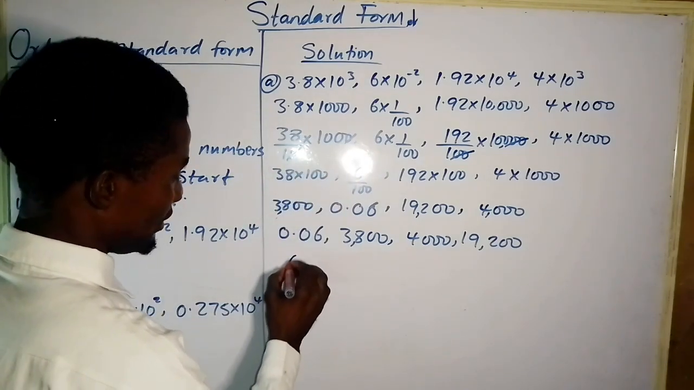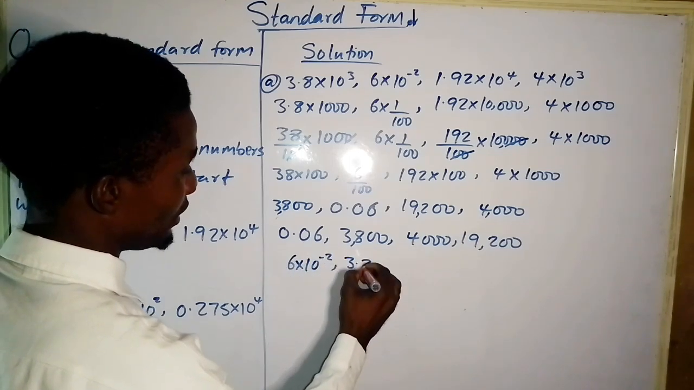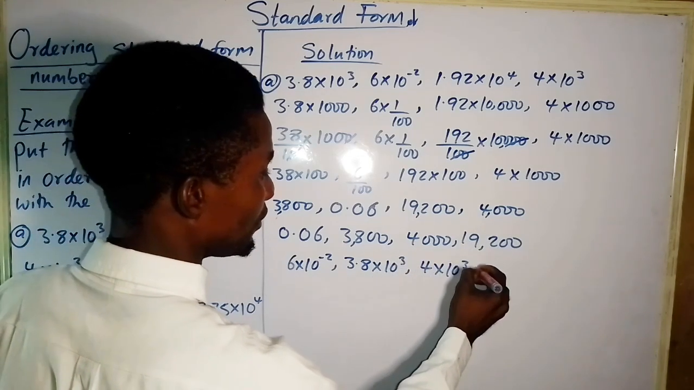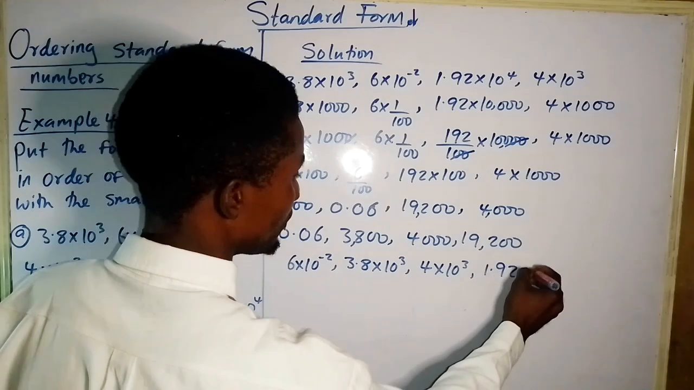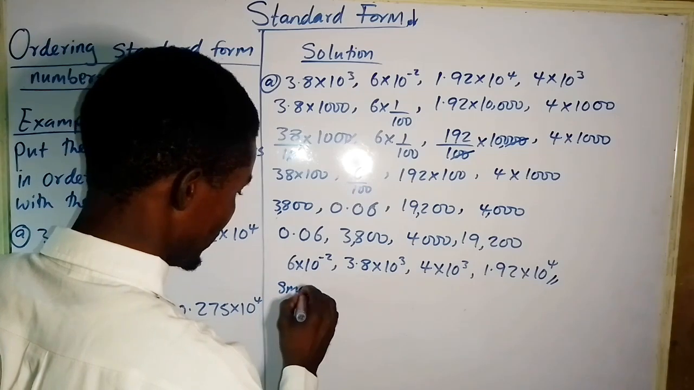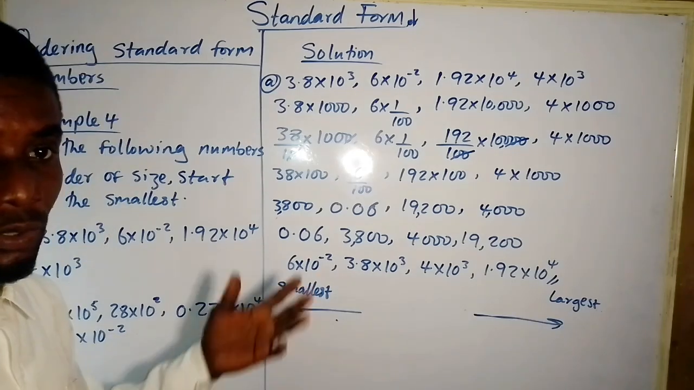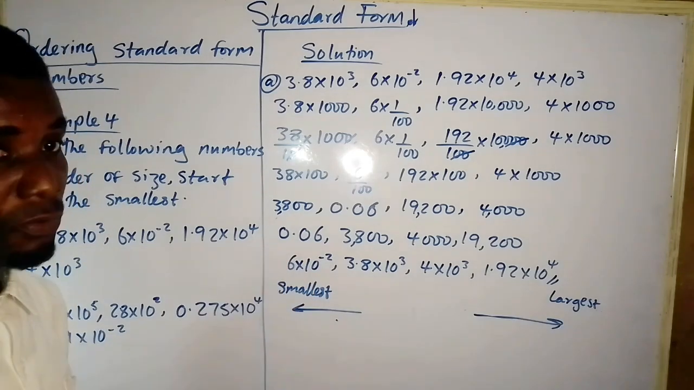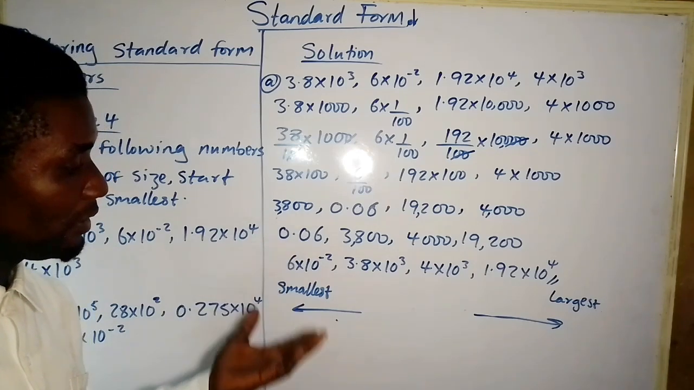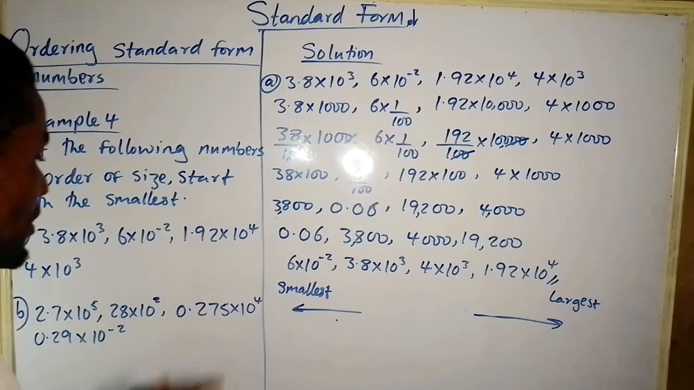So we have 6 times 10 raised to power minus 2, comma, 3.8 times 10 raised to power 3, comma, 4 times 10 raised to power 3, comma, 1.92 times 10 raised to power 4. So this is the answer, smallest to largest. Alright, so with this explanation, I believe when you see similar questions, you'll be able to order numbers in standard form, either from biggest to smallest or from smallest to biggest as well. So let's move to the next aspect.